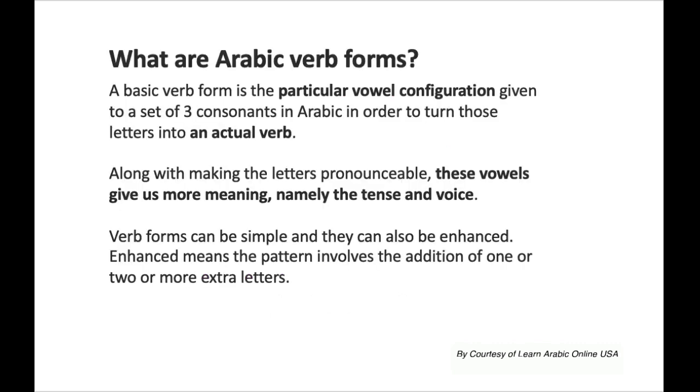Next question is, what are the Arabic verb forms? A basic verb form is the particular vowel configuration given to a set of 3 consonants in Arabic in order to turn those letters into an actual verb. Along with making the letters pronunciable, these vowels give us more meaning, namely the tense and voice.